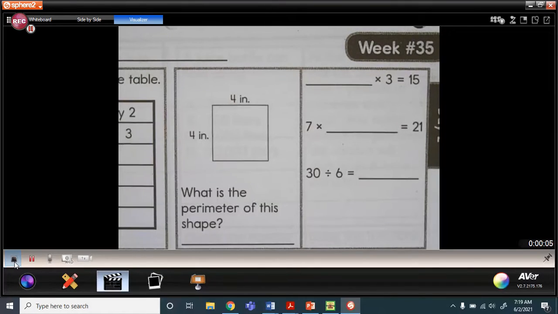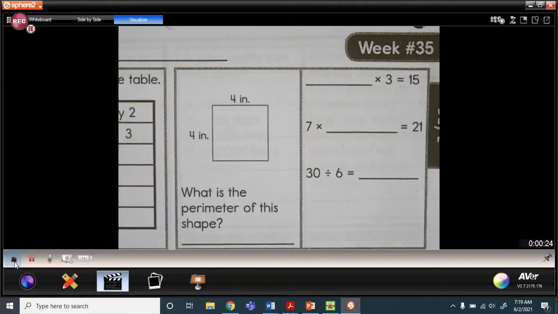We are going to start off our morning with some DMA warm-up problems. So let's go ahead and get started. We are on week 35, day 2, and since we had Monday off, we're on day 2 for Wednesday. And so let's take a look at our first problem.